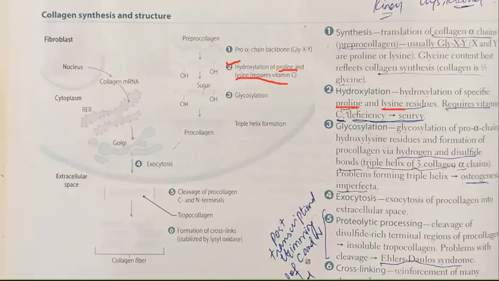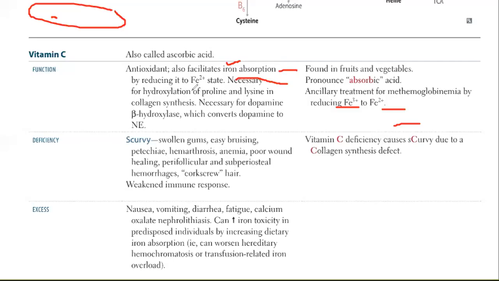They require vitamin C, and the deficiency of vitamin C then results in scurvy. So vitamin C is responsible for collagen synthesis. This point is given in here also, and this is your favorite MCQ. So remember this point. It is responsible for this step of collagen synthesis, okay? These two are amino acids.